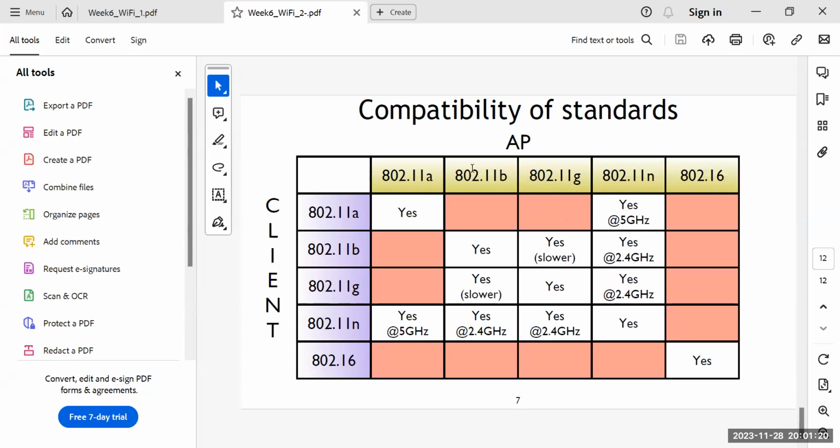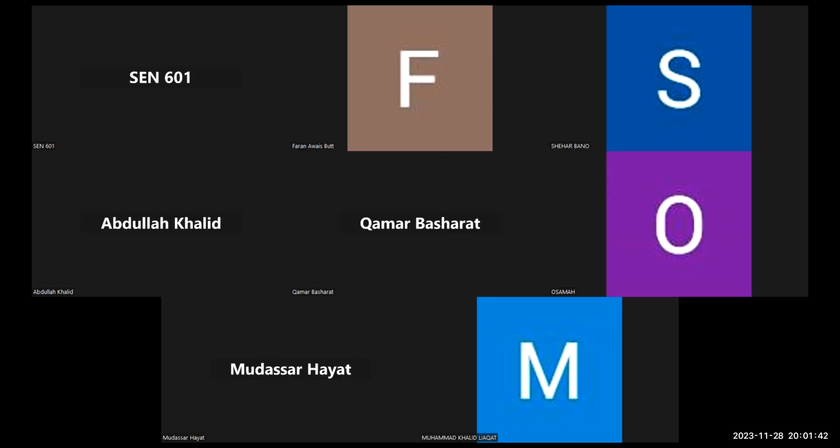And similarly, 802.11a, for example, is not compatible with 802.11b, right? Both of them are operating at different frequencies. How can they be compatible with each other? So this table is actually showing us the compatibility of the two different kinds of Wi-Fi devices, right?